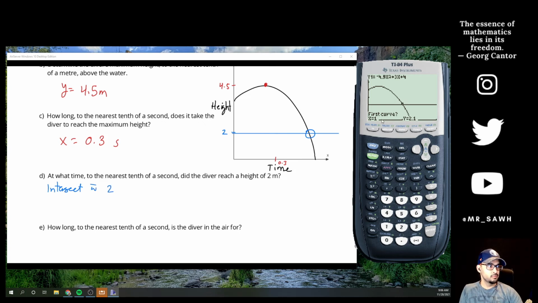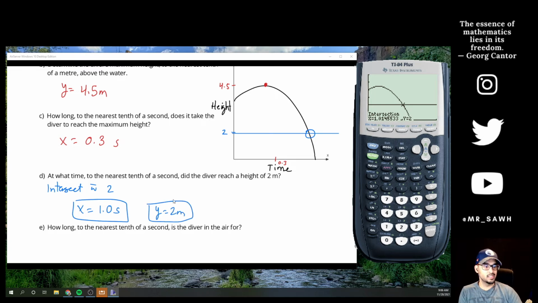And again, first curve, second curve, guess. So first curve, make sure you're close to your intersection, hit enter. Second curve, make sure you're close to your intersection, hit enter. Enter for a third time. And we're looking for the time value. So you can see how y is 2, that's the height, when x is, to the nearest tenth, 1.0 seconds, that means that y is 2 meters. So it takes 1 second for the diver to come down enough off the platform to get to a height of 2 meters. Okay? How long to the nearest tenth is the diver in the air for?